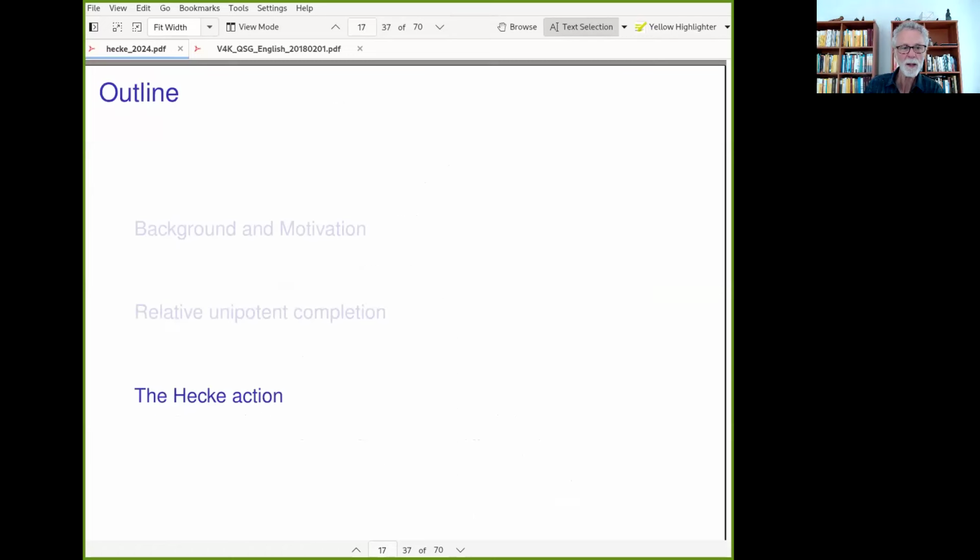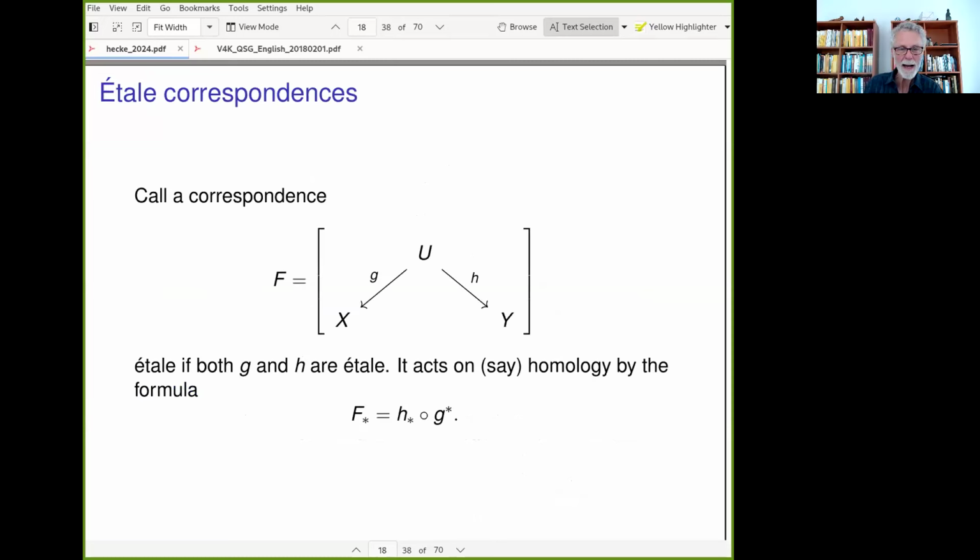Okay, so this moves us to the third part of the talk, which is about the Hecke action. I'm going to call a correspondence an étale correspondence if the maps G and H are étale, so just finite unramified coverings. And the correspondences that give you Hecke operators are examples of étale correspondences.